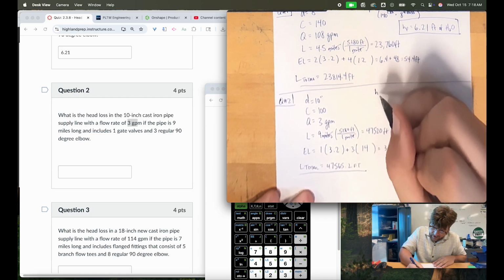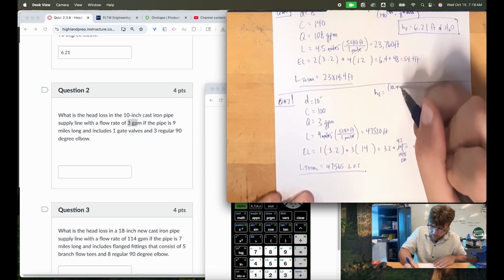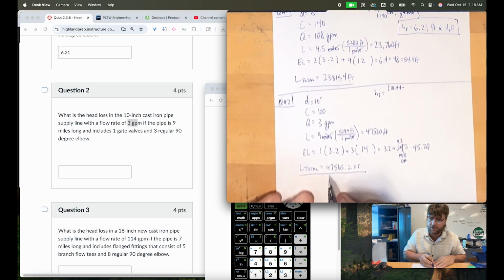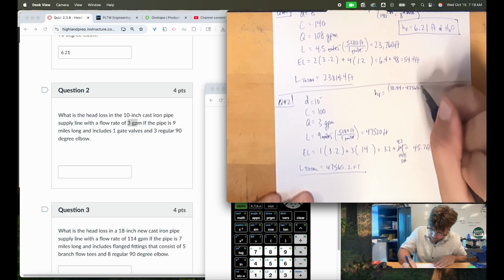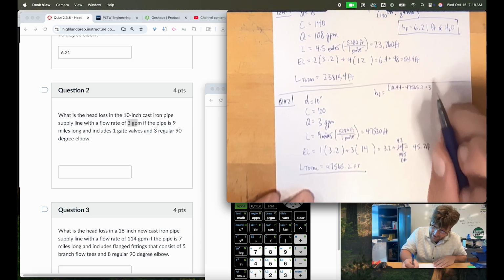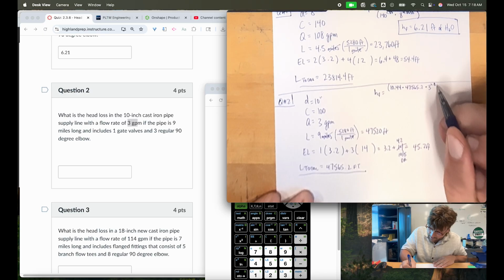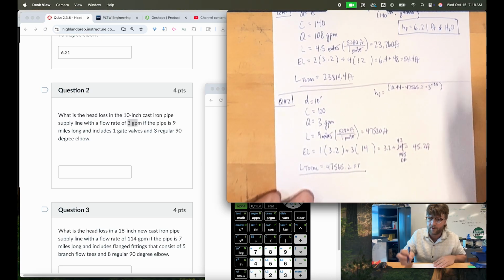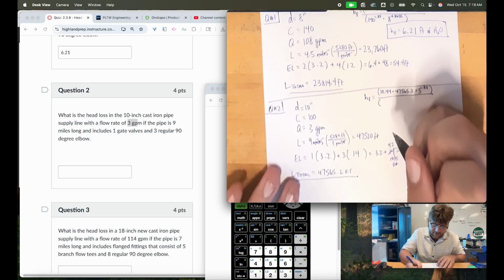And so right here, we've got HF equals, remember, we got to use the big parentheses, 10.44 times our total length, 47,565.2, multiplied by Q, which in this case is a very small 3 gallons per minute. We're going to raise that to the power of 1.85. We're going to put the parenthesis. We're going to divide that by, and then we're going to have a big parenthesis on the bottom again.